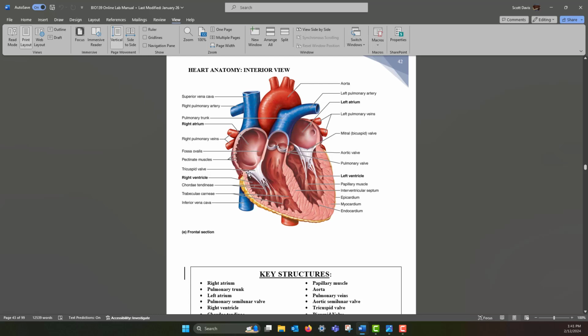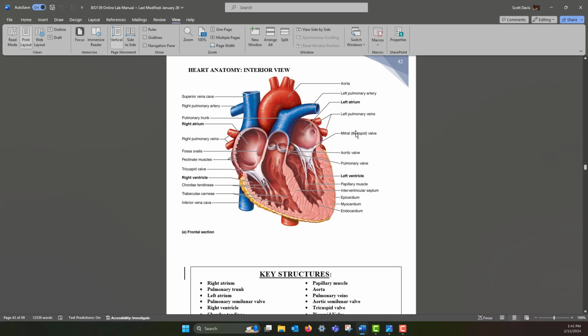But if we looked at the right AV valve, it's got three little flaps, or cusps, and we call it the tricuspid valve. The tricuspid valve and the right AV valve, they're the same thing. Over on the left side of the heart, the left AV valve has two flaps, or two cusps. So we call it the bicuspid valve. Bi for two, tri for three.